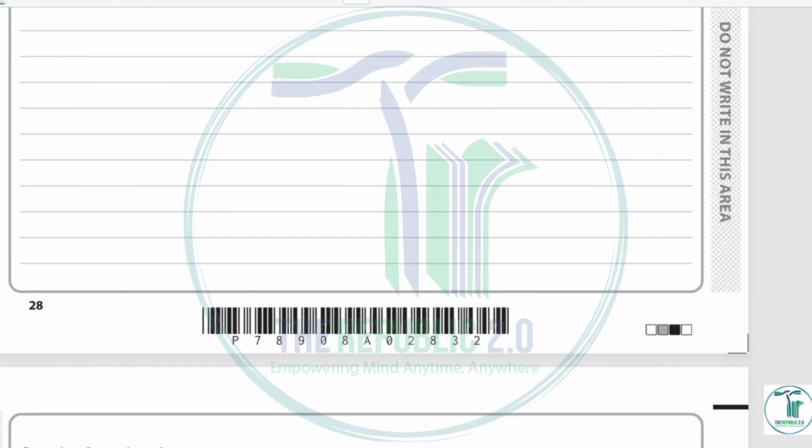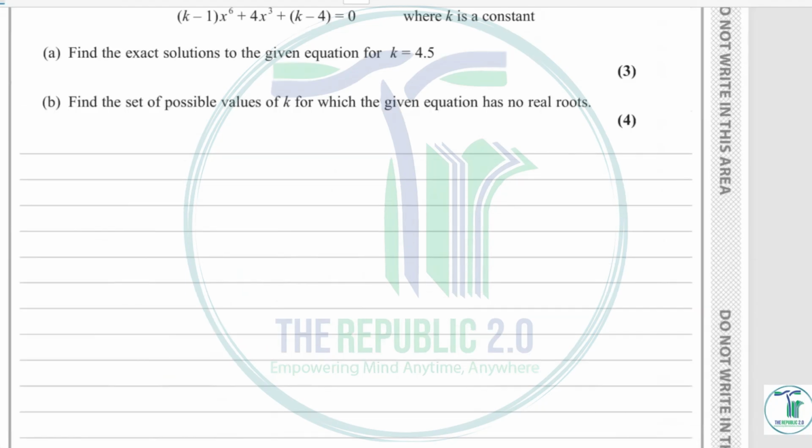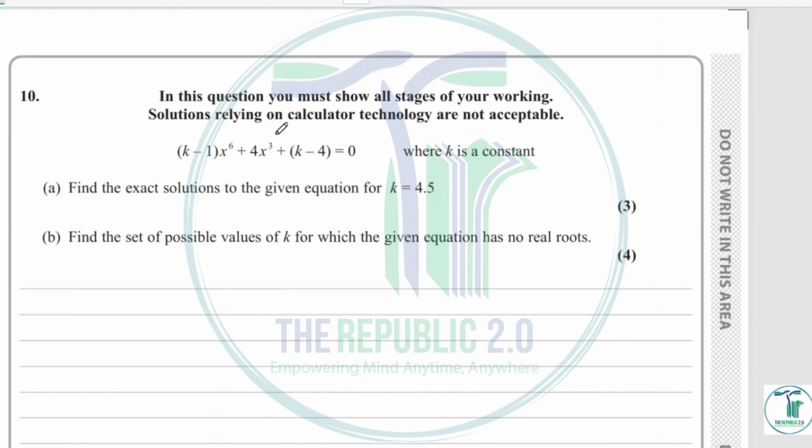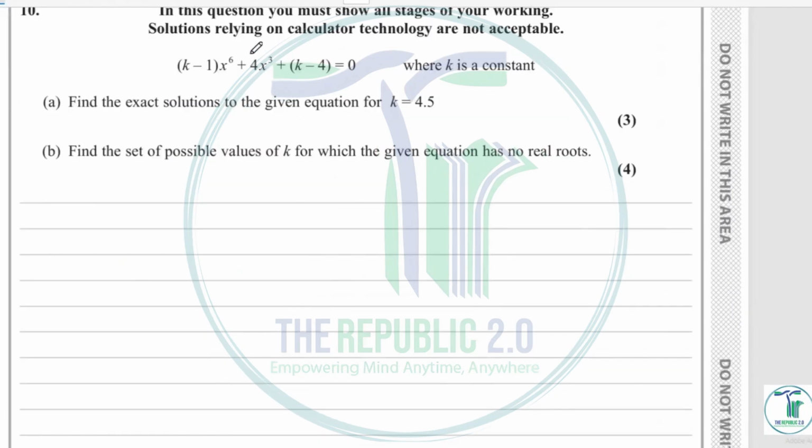Now, we've got the last question. The last question says that k minus 1 times x to the power of 6 plus 4x cubed plus k minus 4 is equal to 0, where k is a constant. Find the exact solution to the given equation for k equal to 4.5. If k is 4.5, so k minus 1 should be 3.5 x to the power of 6 plus 4x cubed, and then k minus 4 should be 0.5, is equal to 0.